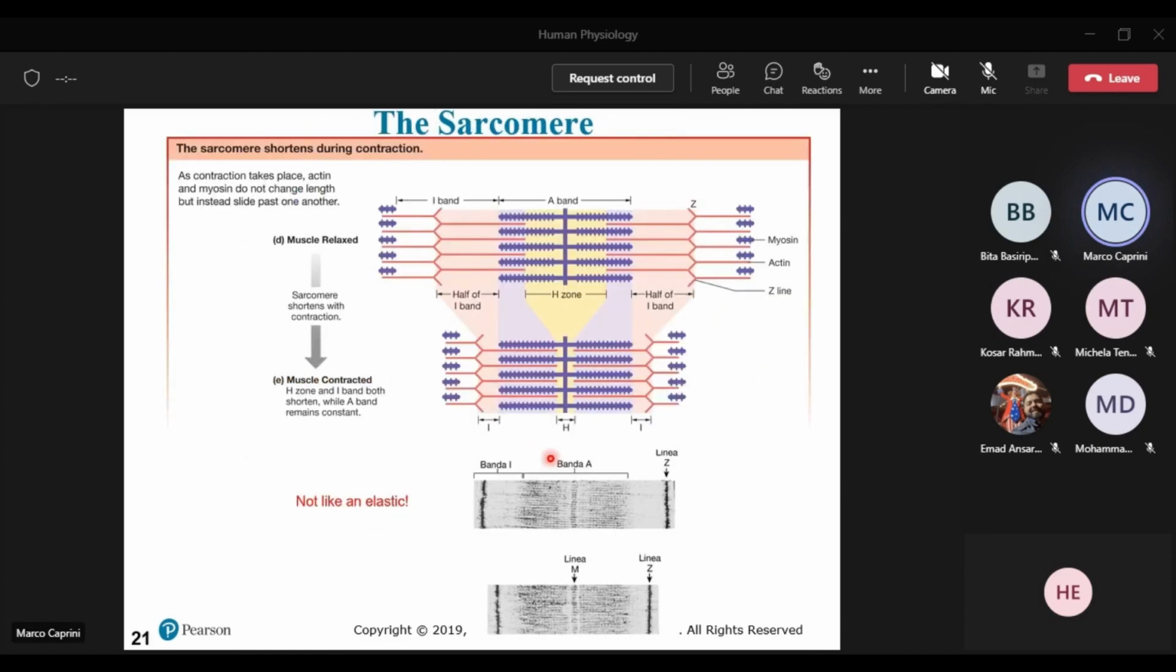We will see in the next lesson on Friday morning how the process can take place. Okay, because now we are ready to understand, to couple the excitation through the motor neuron and the contraction in the muscle. Questions?